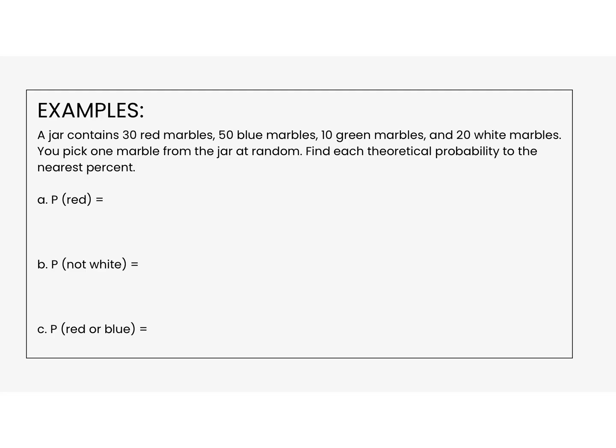So let's look at an example. A jar contains 30 red marbles, 50 blue marbles, 10 green marbles, and 20 white marbles. You pick one marble from the jar at random. Find each theoretical probability to the nearest percent. So the first thing I'm going to want to do is figure out how many marbles there are total. 30 plus 50 plus 10 plus 20 is 110, because we're going to need that to figure out our probability.